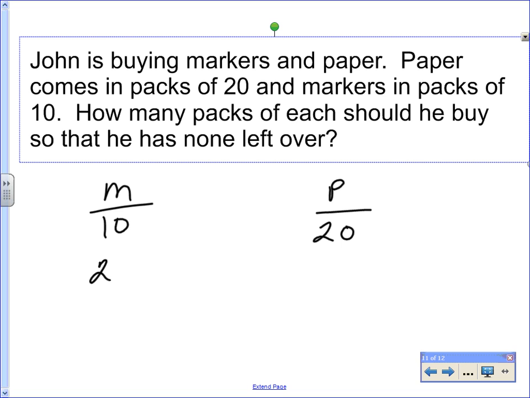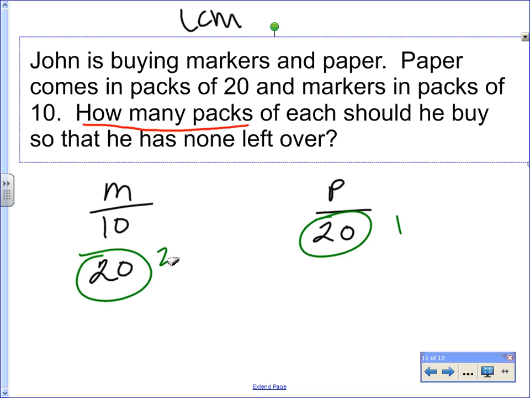Well, this is a little bit of a trick question because the LCM of these two numbers is 20. But that is not what the question is asking. The question is saying how many packs of each should he buy so that he has none left over? It should say what is the least number of packs of each he should buy. So he can buy 1 pack of paper, 2 packs of markers, and he'll have 1 marker for each sheet of paper. And that's what this question is looking for.